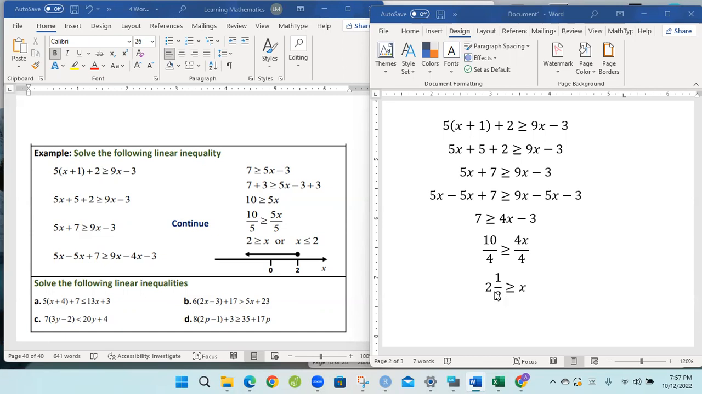So this can be represented on a number line. All the numbers that are less than 2.5 and equal to it. So starting from 2.5, numbers like 0, numbers like 1, a whole bunch of them. All the numbers that are less than or equal to 2.5. That is what x is. A whole set of numbers. 0.5 and so forth.